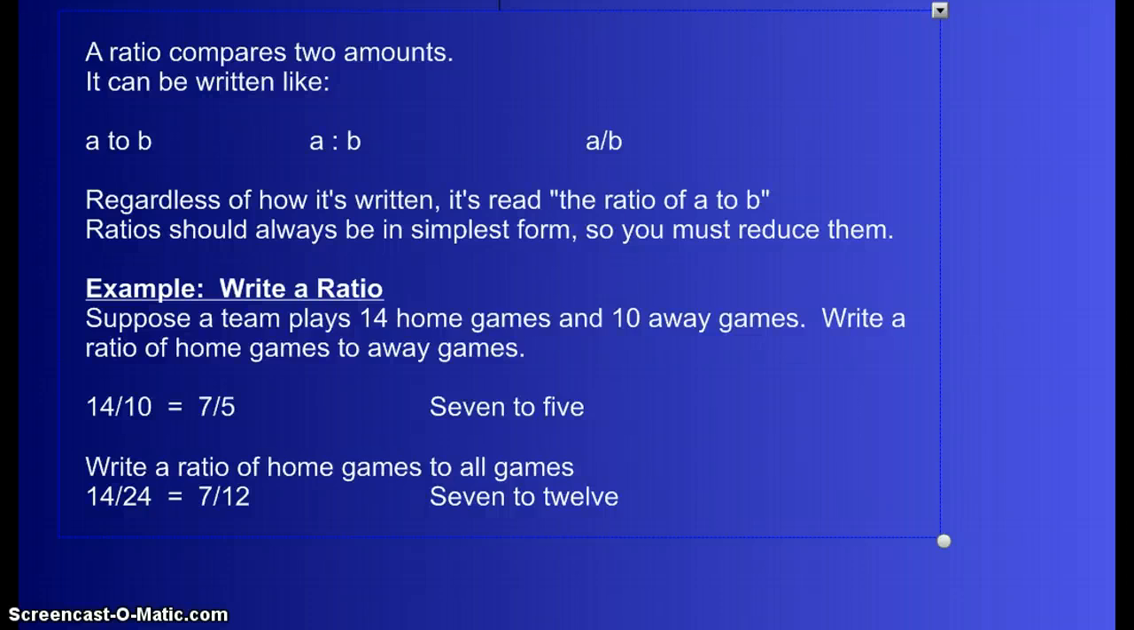If you needed to write a ratio of home games to all games, you have to add the home games and away games to get all the games. That would be 24. So you're going to put 14, which is the home games, over the 24, which is all the games. And again, you would reduce it, so it's 7 to 12.